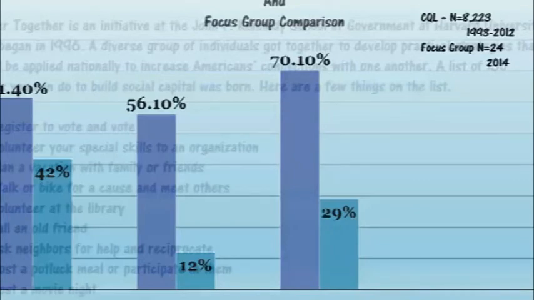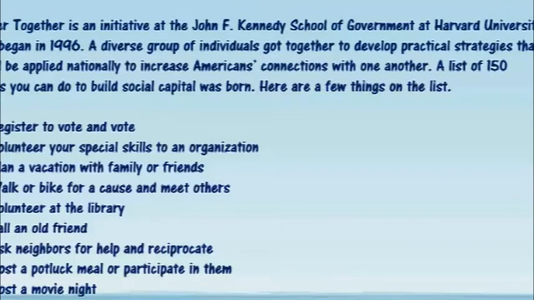Better Together is an initiative at Howard University that came up with a list of 150 practical strategies that could be used nationally to increase Americans' connections with each other. Some of the things on the list were people registering to vote, volunteering skills to an organization, planning a vacation, participating in a cause, walking or biking. There's a chance to meet others. Calling an old friend, hosting a movie night, asking neighbors for help, and reciprocating.